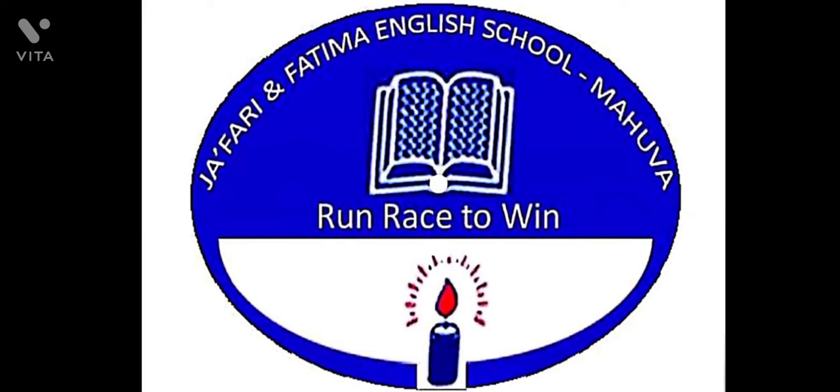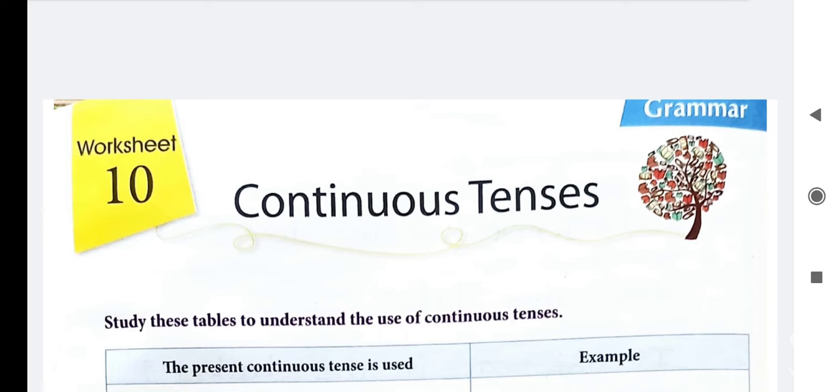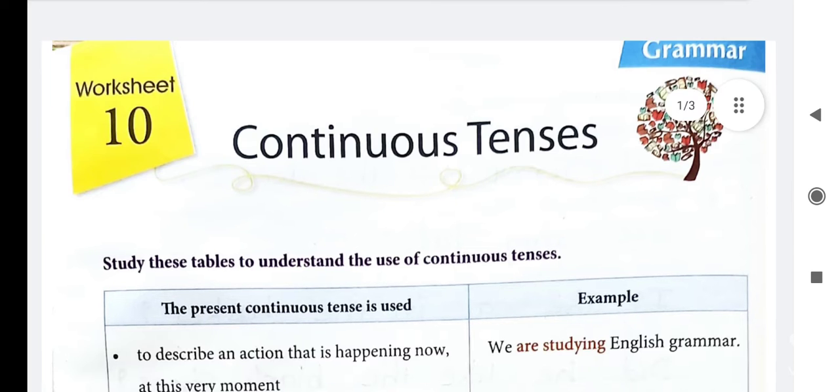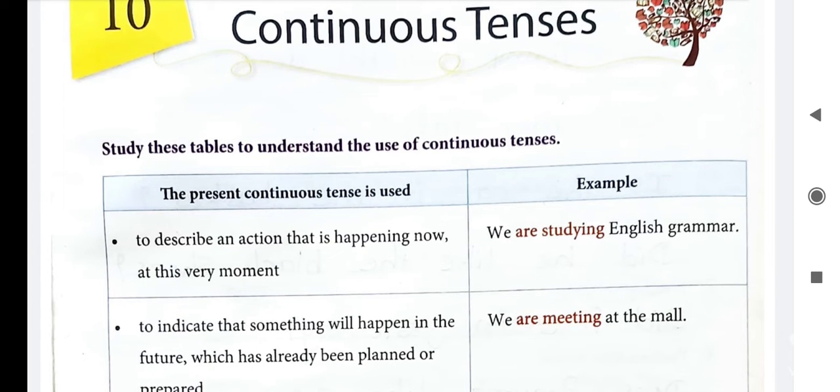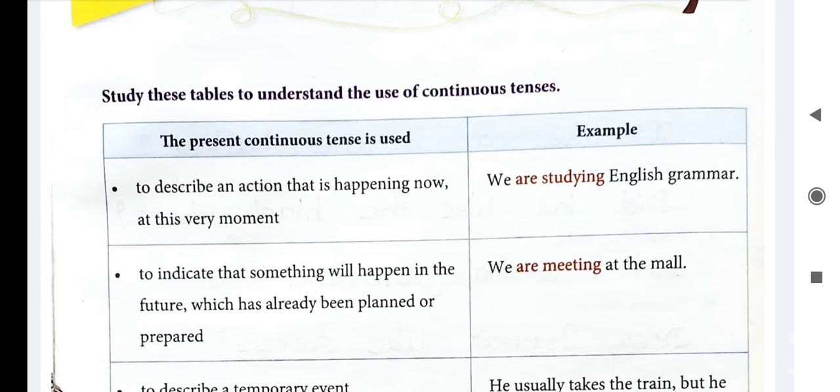So here the new video for today is of grammar chapter number 10, that is continuous tenses. So just like simple tenses, in continuous tenses we have present continuous tense, past continuous tense, and future continuous tense. So the first one is present continuous tense.